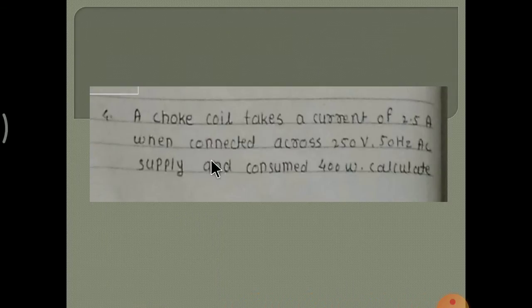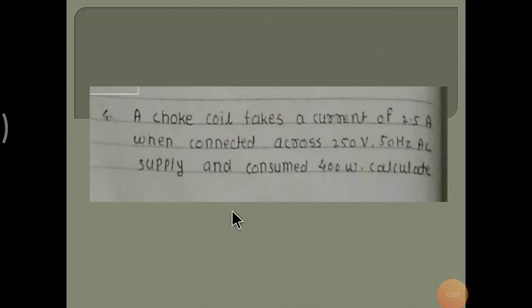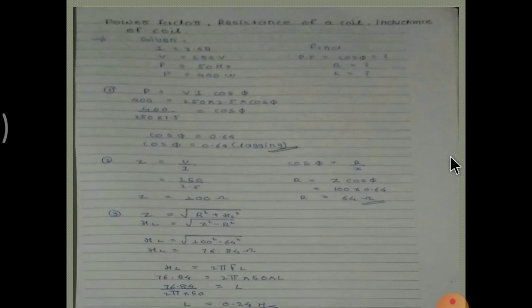Then next example, the fourth example of RL series circuit. A choke coil, that means also an inductor L, takes a current of 2.5 ampere when connected across 250 volt 50 Hz AC supply and consumes 400 watt. Then calculate power factor, resistance of coil and inductance of coil.